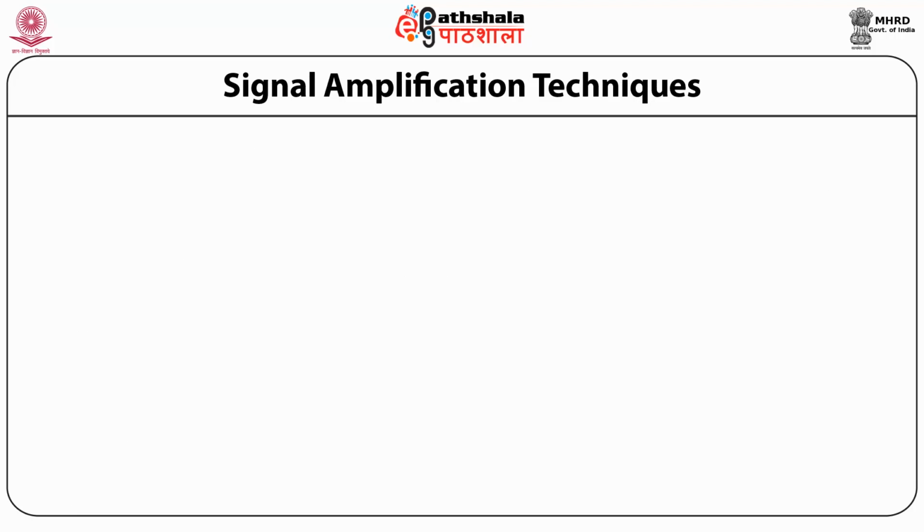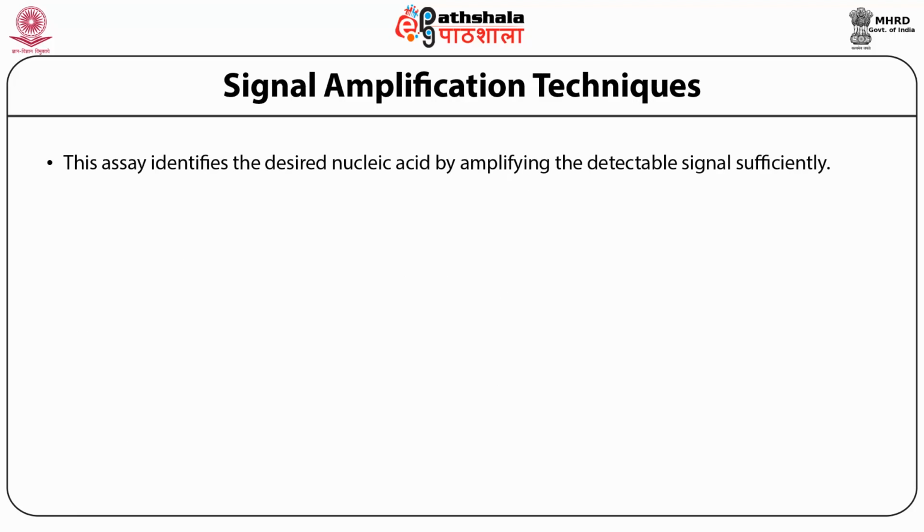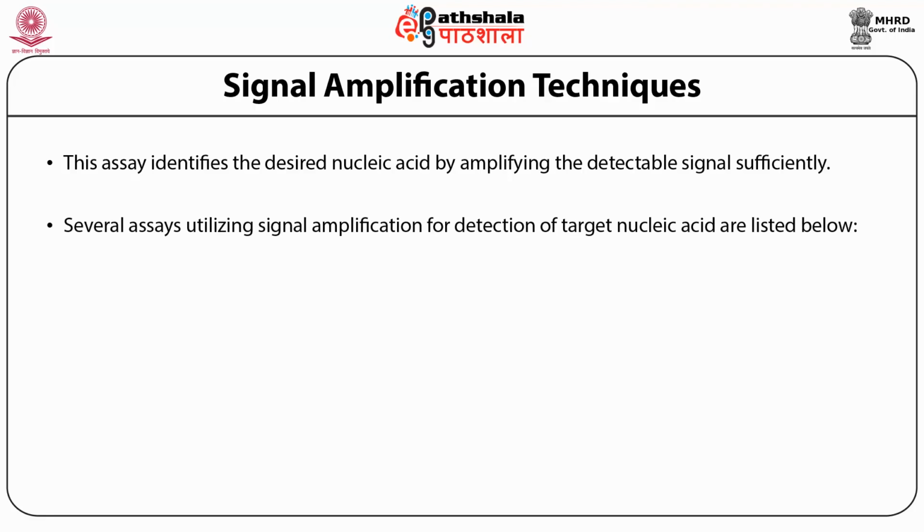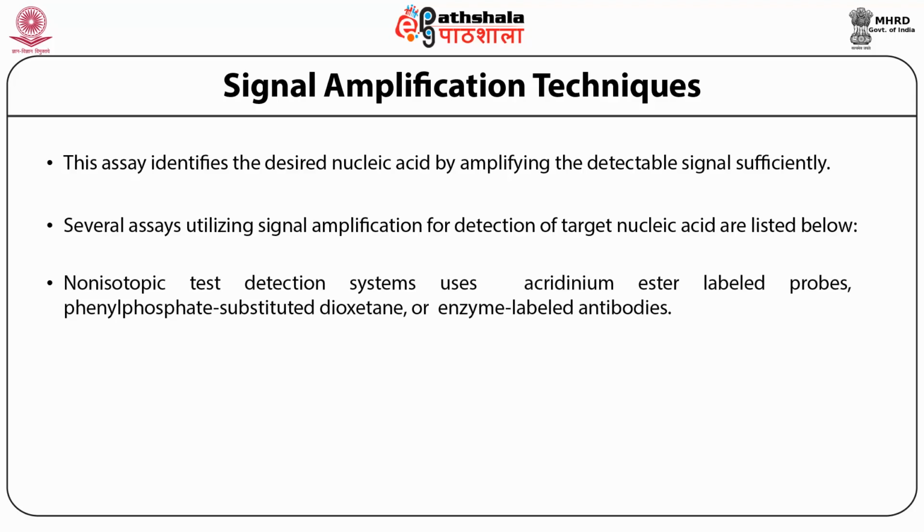Slide 23, signal amplification techniques. This assay identifies the desired nucleic acid by amplifying the detectable signal sufficiently. Several assays utilizing signal amplification for detection of target nucleic acid are non-isotopic test detection systems, which can use acridine ester labeled probes, phenyl phosphate substituted dioxetane or enzyme labeled antibodies, or it can be a nucleic acid based method for the signal detection.